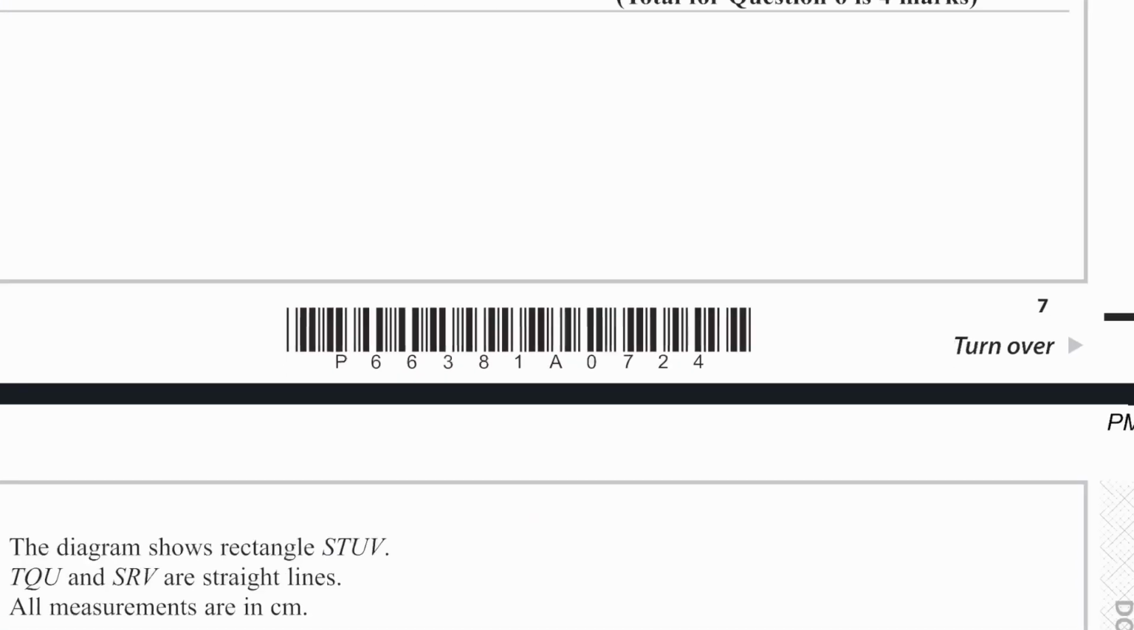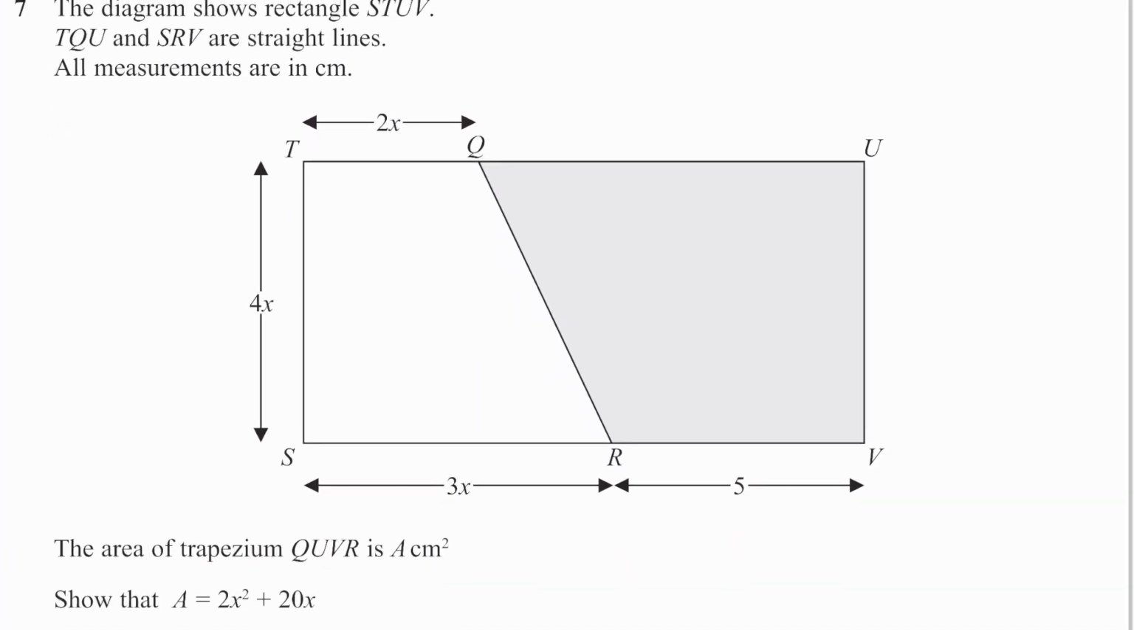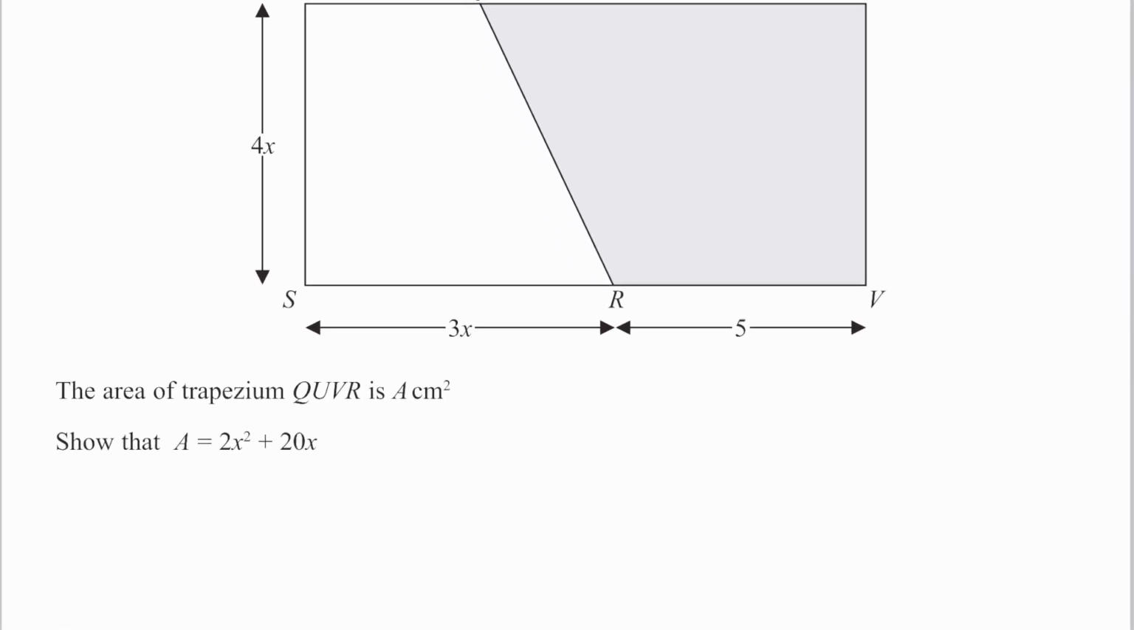Question 7: the diagram shows a rectangle. TQU and SRV are straight lines. All measurements are in centimeters. The area of trapezium QUVR is a centimeter squared, so that a equals 2x squared plus 20x.